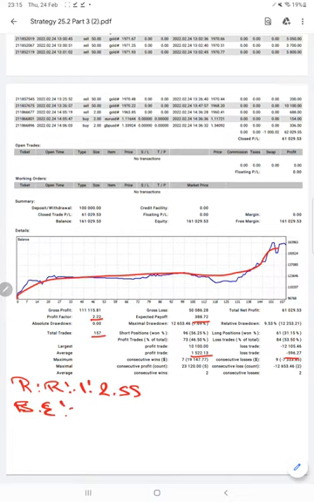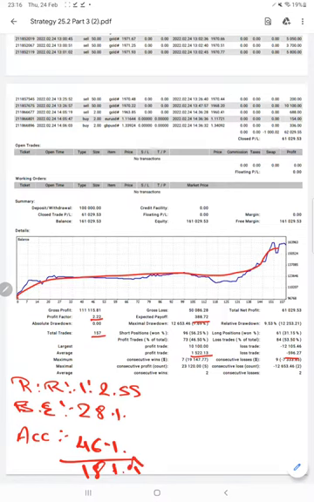The break even point as per the risk reward ratio is 28%. Comparing with the current account accuracy, which is 46%, we are almost up by 18% than the requirement.